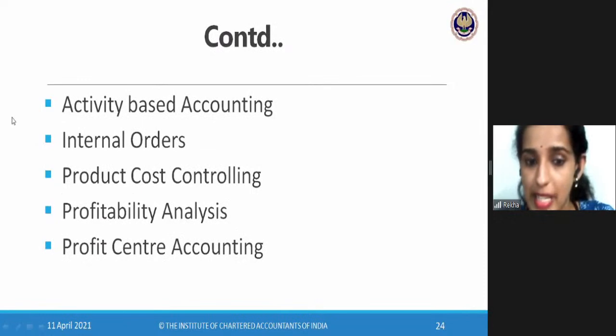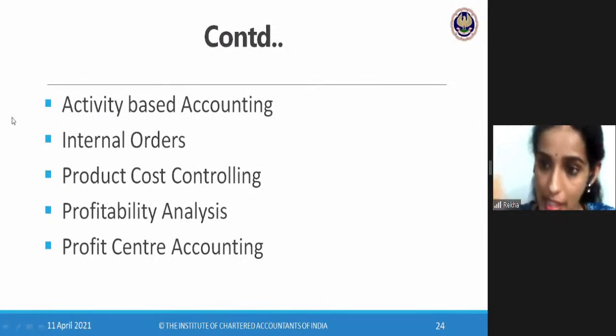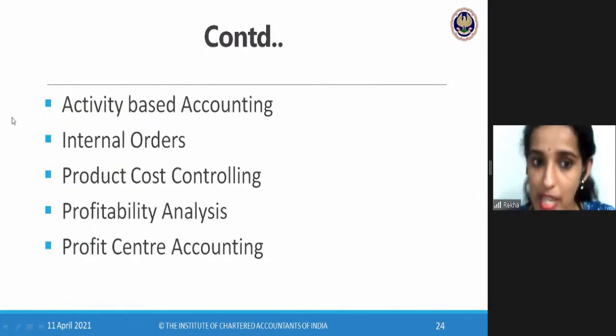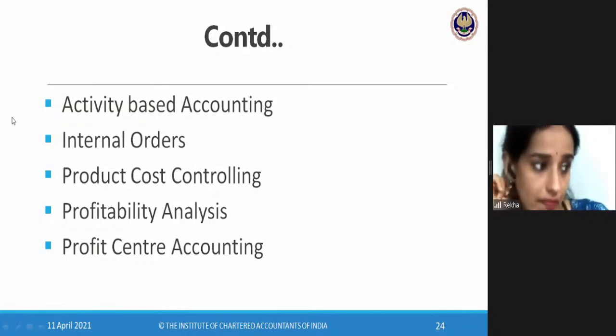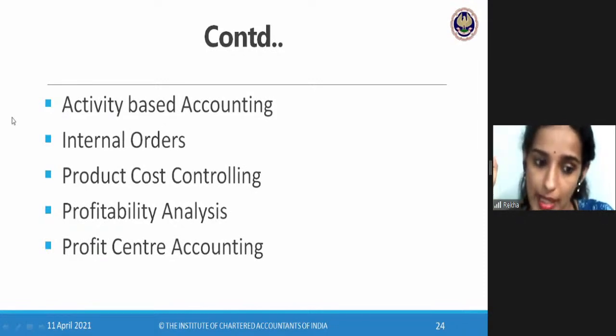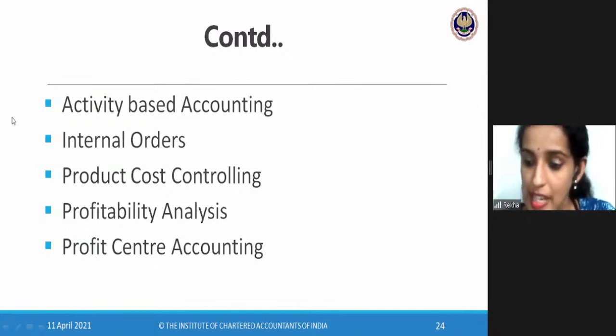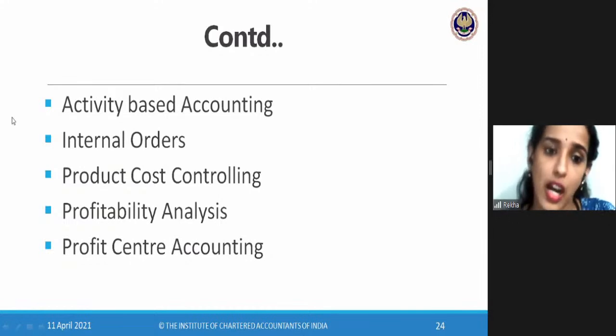Now, activity-based accounting means depending on how much a person has worked, depending on the number of hours he has worked, he'll be paid. Activity-based accounting. Internal orders. Internal orders means what? Say, for example, in the hospital, if a person is there in the ICU, the critical care unit. Whenever a person is admitted to the ICU, intensive care unit, what happens?